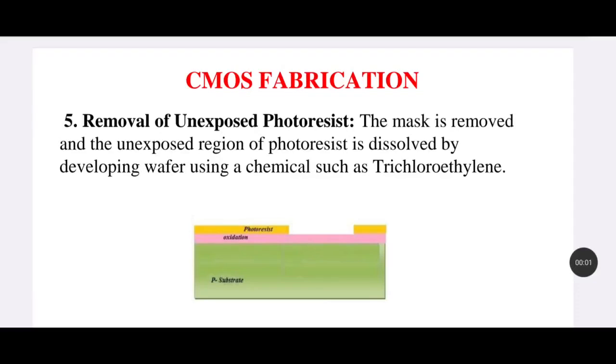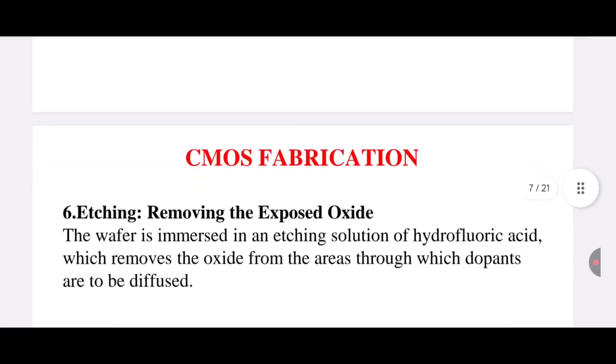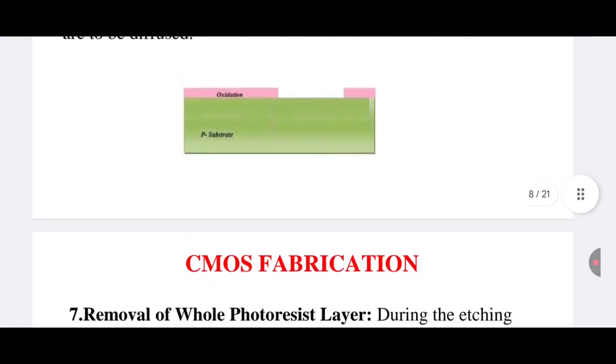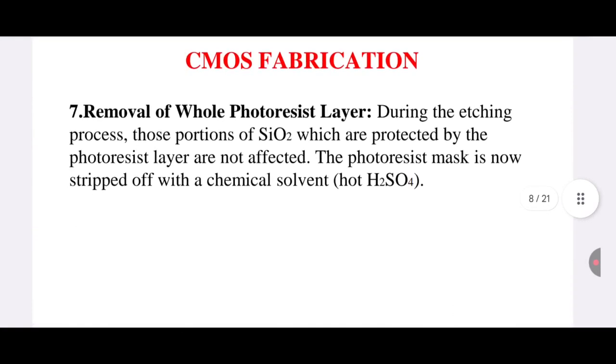Next, we will remove the photoresist where we need to create an N-well. This is done with the help of a chemical known as trichloroethylene. And then we will move on to the next step, which is nothing but removal of oxide. The layer of silicon dioxide is removed with the help of a solution known as hydrofluoric acid, and then we will move on to the next step, which is known as removal of the whole photoresist layer.